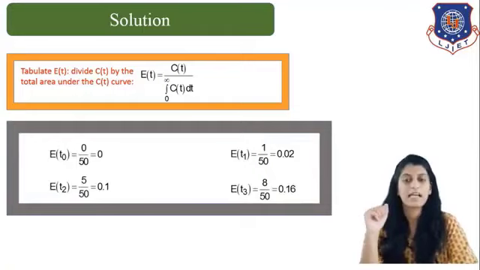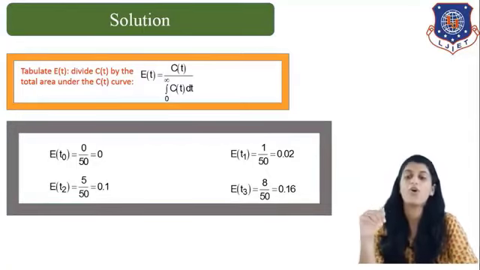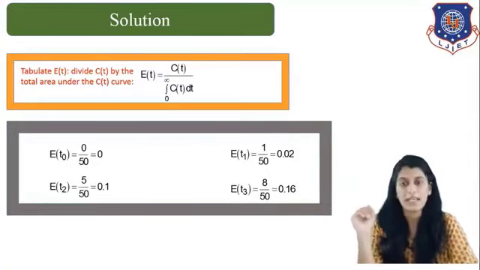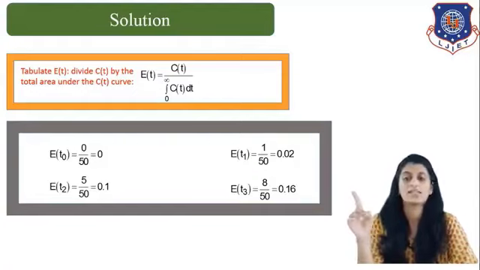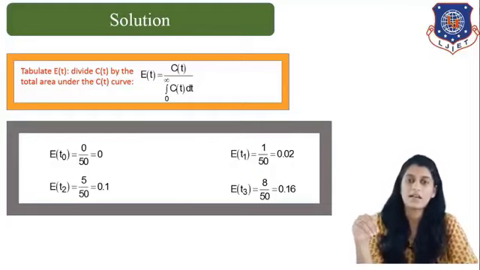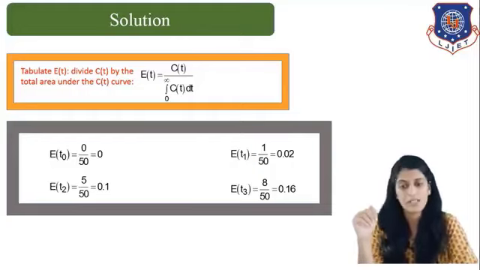This is the sample calculation, as you can see. For E0, that is when the time interval is 0, what is the value of E or RTD? It is the concentration at time 0, which is 0, divided by the area under the curve, which is 50. So it will come to 0.